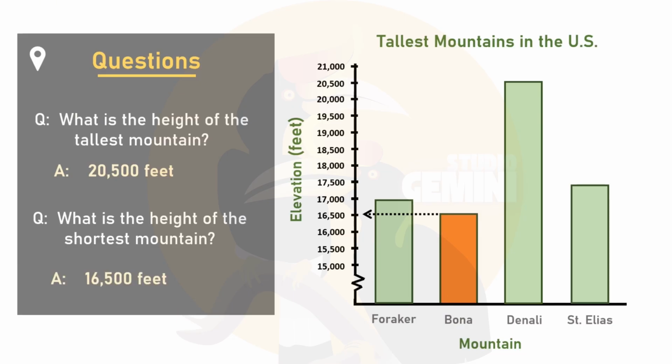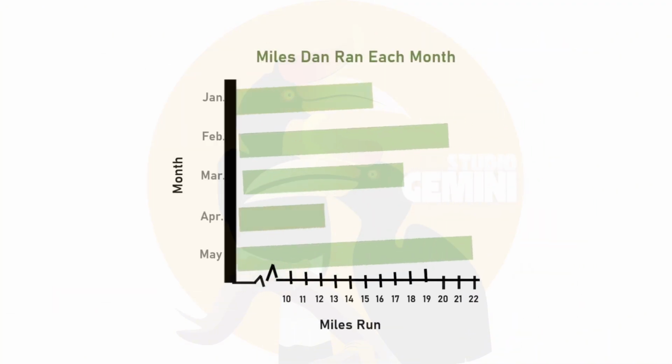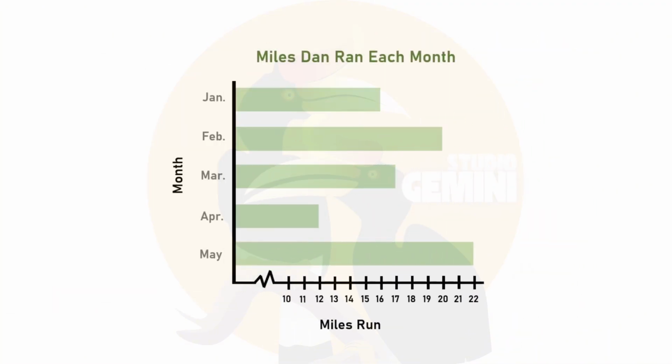All right, let's take a look at another example. Let's say that our friend Dan, who loves to run, records the number of miles he ran each month. This bar graph shows the distance Dan ran in total for each month from January to May. Now, you may notice that our bar graph looks slightly different from the first one we looked at. That's because this is a horizontal bar graph.